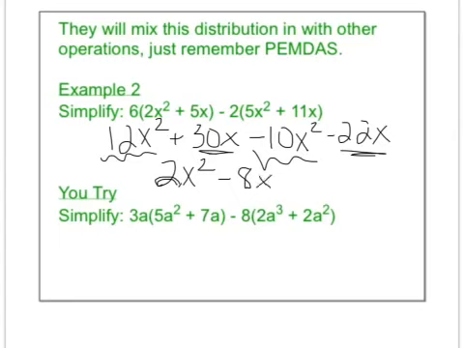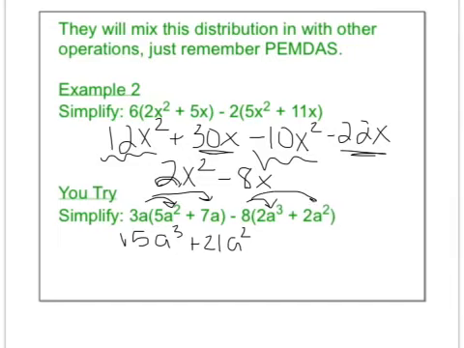You try this one on your own and then unpause the video and I'll go over that. Okay. So again, I'm going to take this 3a and I'm going to multiply it by each term inside. So I'm going to get 15a cubed plus 21a squared. Then do the same thing with a negative 8. So I'm going to have minus 16a cubed minus 16a squared.